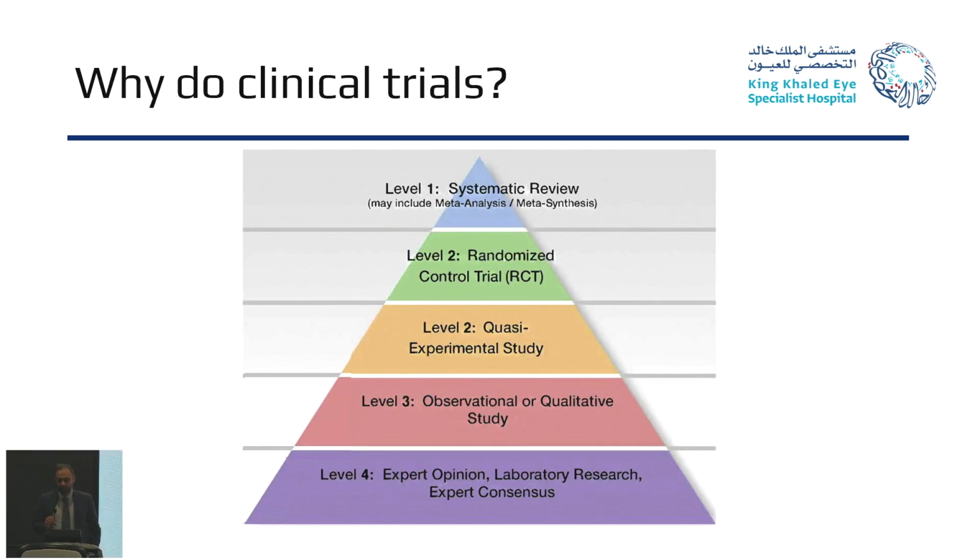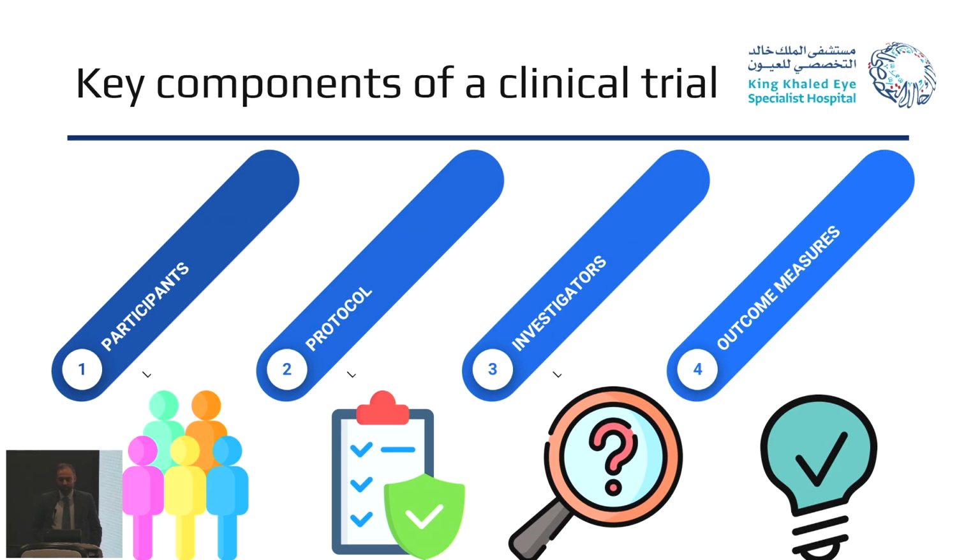Now, like Dr. Hala alluded to in a previous talk, clinical trials actually form a hierarchy of evidence. So they're an important source at a high level of clinical evidence, and that's why they're important. There are various components to a clinical trial, and the main components are having participants to take part in the trial, having an established protocol, investigators that lead the trial, and having a defined outcome measure.